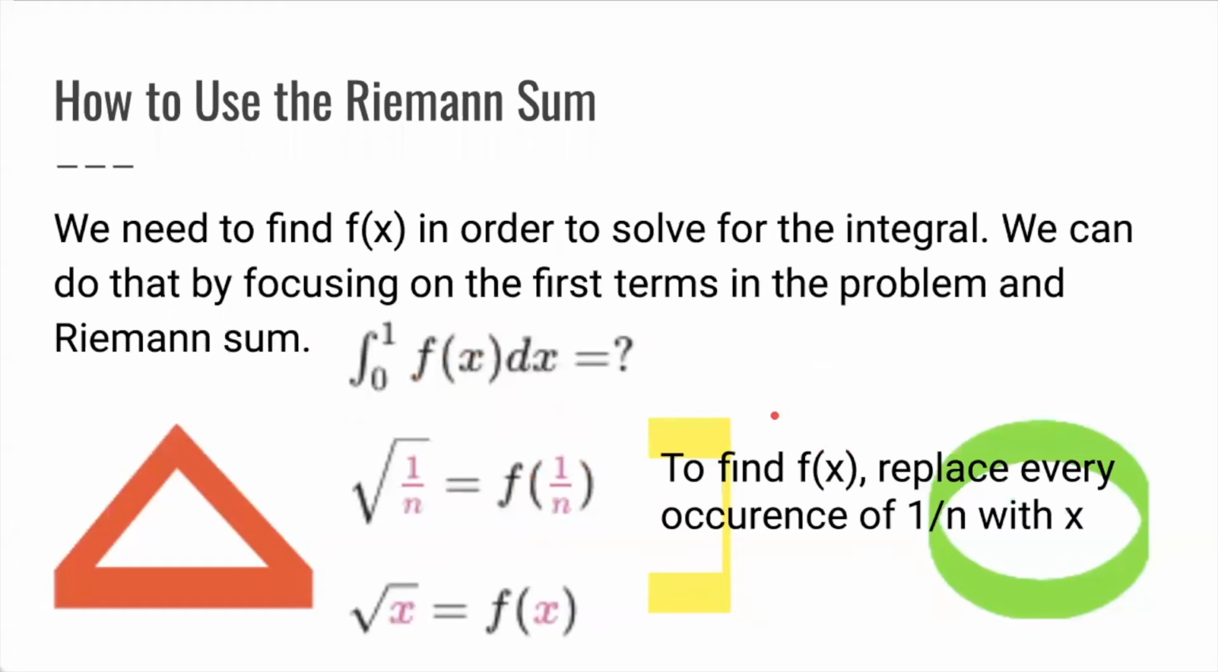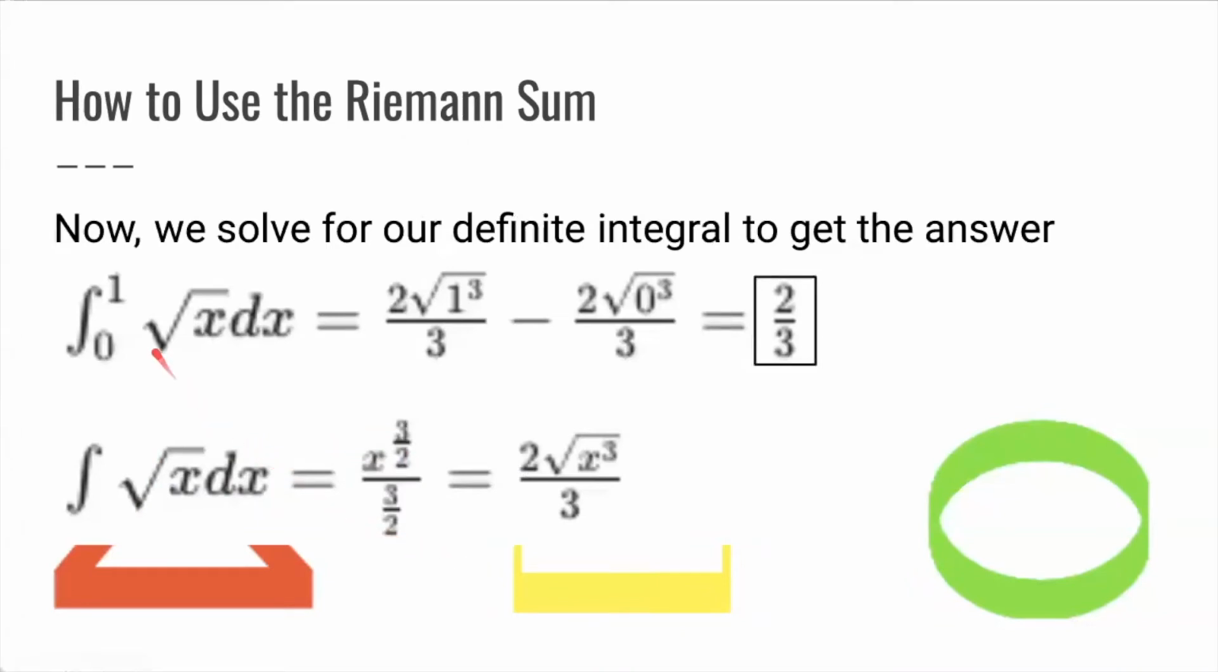So we can just consider the first term. So the square root of 1 over n is equal to f of 1 over n. So we want to find f of x, because if we find f of x, then we can evaluate the definite integral and solve for the series. So to find f of x, you replace every occurrence of 1 over n with x. So you see there's a 1 over n here, and there's a 1 over n right over here. So you replace both of them with x, and you've determined that f of x is equal to the square root of x.